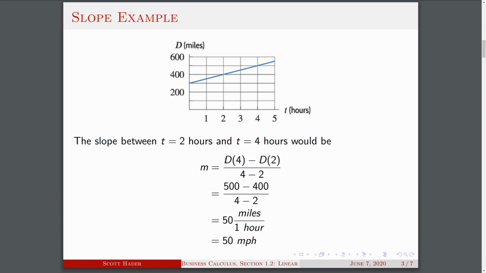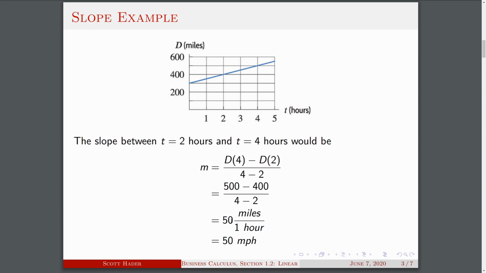Okay, so what is d of 4? We need to read that off the graph. That's the y value when x equals 4. So I go to x equals 4, I find my graph, and my y value is about 500. It's in between 400 and 600. So I put in 500 there. And d of 2, that is about 400. It looks to be exactly 400 by the way it's graphed. So I just put that in. And then I calculate this number. So I get 100 over 2, which is 50.